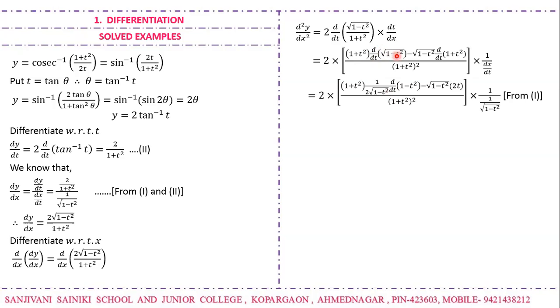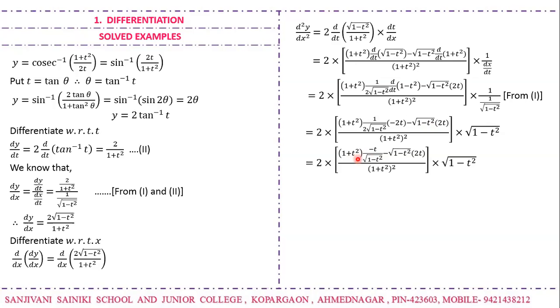The derivative of root 1 minus t square is 1 upon 2 root 1 minus t square into d by dt of 1 minus t square, which is minus 2t. So this 2 will cancel. And we get 1 plus t square into minus t upon root 1 minus t square, minus root 1 minus t square into 2t, divided by (1 plus t square) whole square into root 1 minus t square.